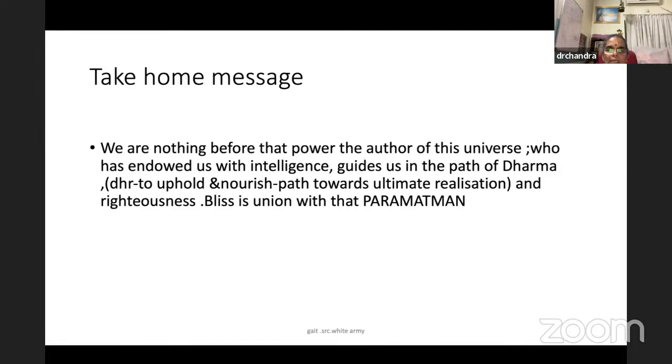So we have gone through anatomy, physiology, pathology, testing, and grossly the template for diseases. We have understood that we are nothing before the power, the author of this universe. Every small phenomenon in the human body is so complex. Ultimately, we end up doing just a small template of the phenomena which we have chosen to discuss. We are endowed with intelligence that guides us on the path of dharma. Dharma means to uphold, to nourish the path towards ultimate realization and righteousness. Bliss is union with that Paramatma.